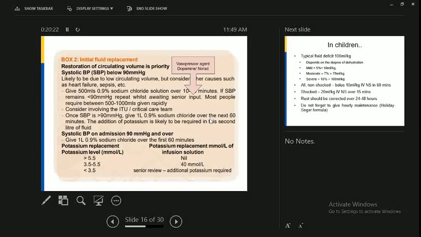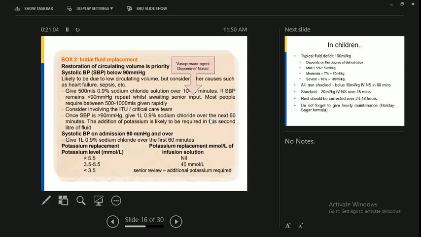If the patient's blood pressure is more than 90, then you can manage the patient with 1 liter of normal saline over the first hour. And the other thing is replacing potassium. It depends on the potassium level of the patient. If the patient has potassium of more than 5.5, you don't have to add potassium to your normal saline infusion. But if it's in between 3.5 and 5.5, you have to add 40 millimoles of potassium chloride into each liter of fluid infused that you are giving.